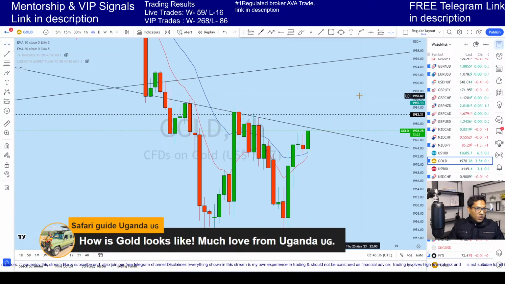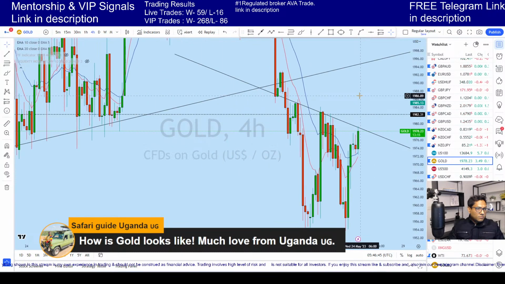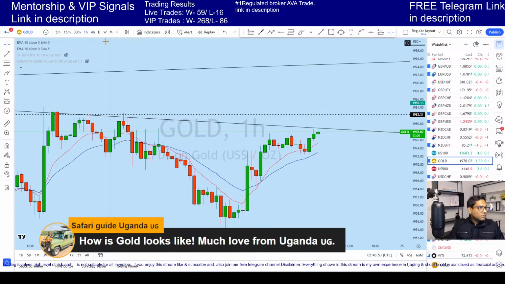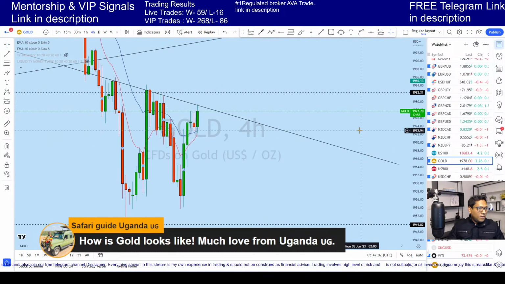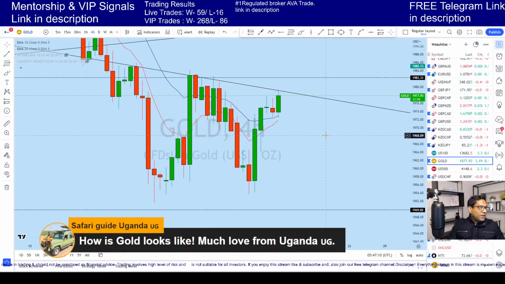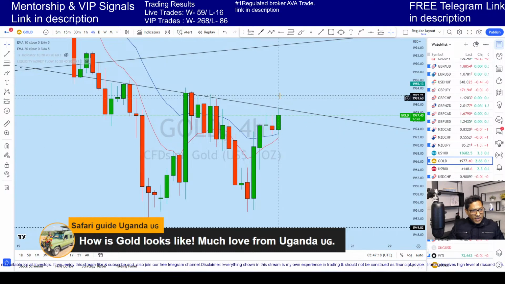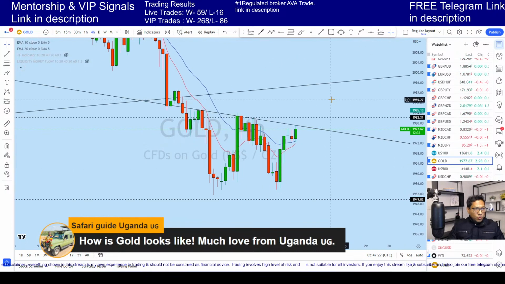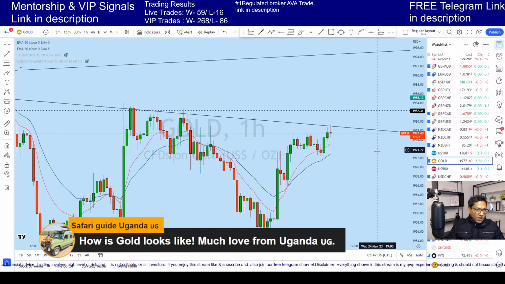Okay, we see that this is a resistance line, and from that resistance gold is slowly creating, so far, this candle on the 4 hour, a bullish candle, but it's against the trend. If I sell now, it's not a good idea, because buying is also not a good idea. Let's see how it is doing.